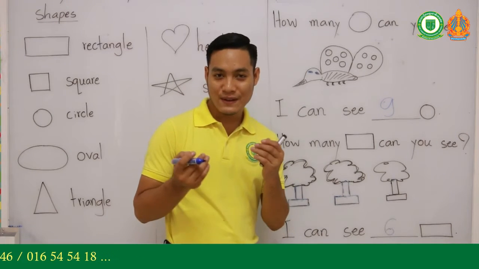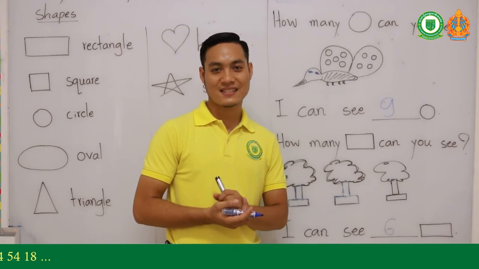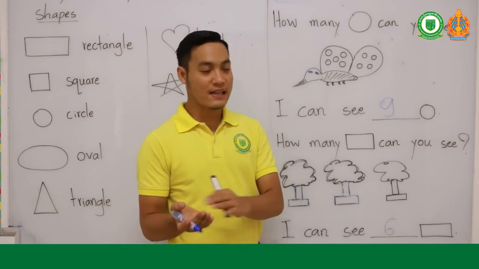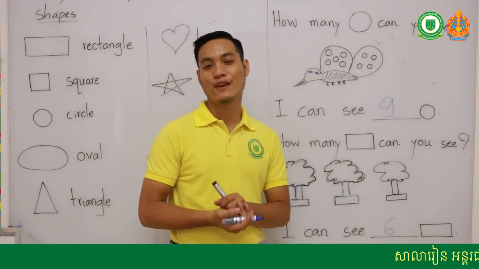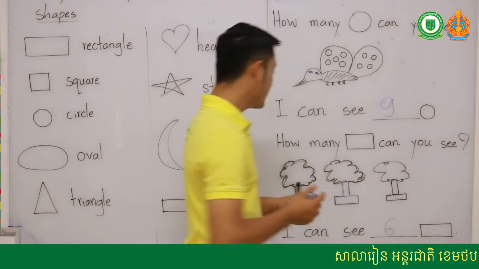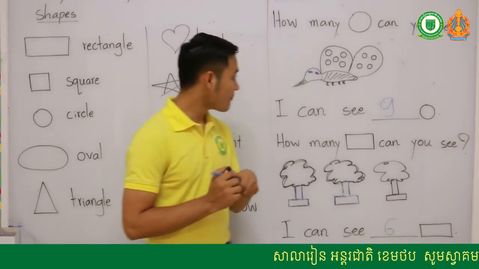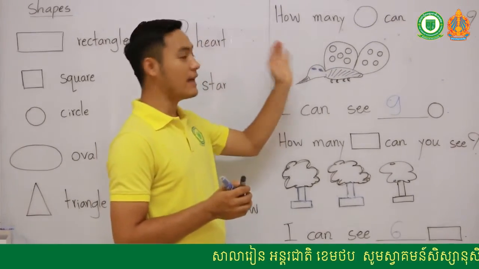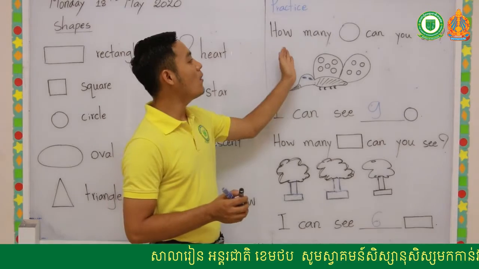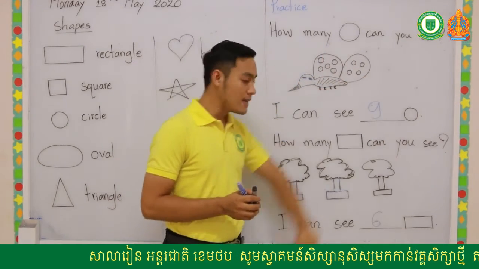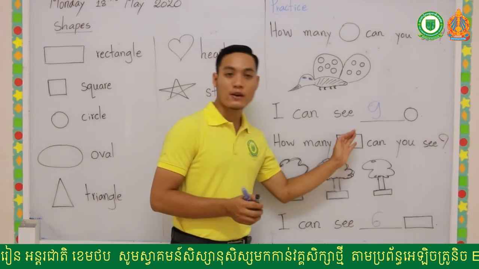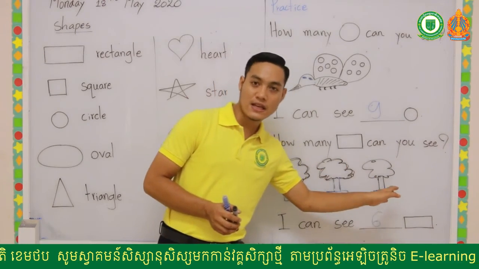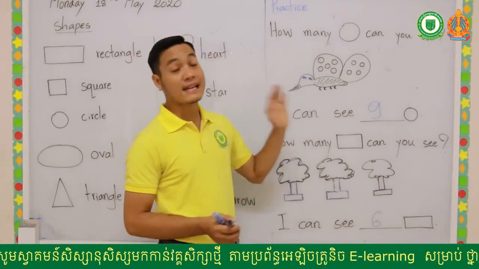Okay, so do you understand the lessons? If I give you any exercise that's similar to this, can you do this? Okay, hopefully you can do it. Good. So I want you to practice your reading here. Okay, reading here, like how many circles can you see? How many triangles, rectangles can you see? And you can answer, I can see.